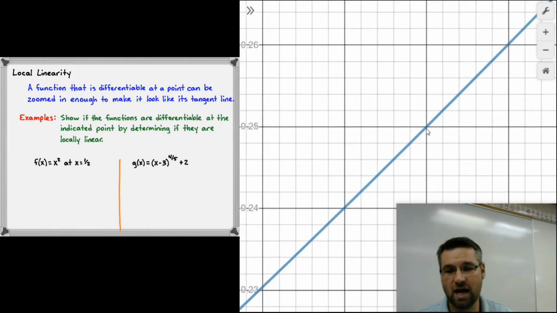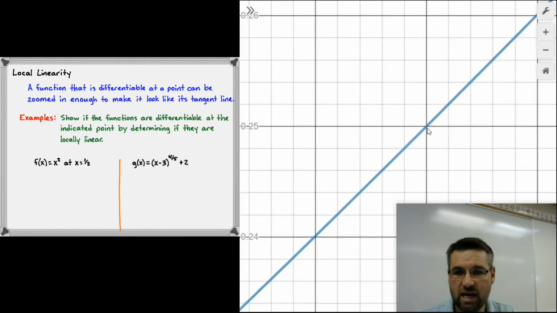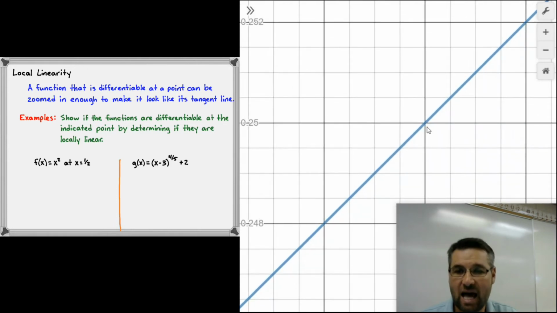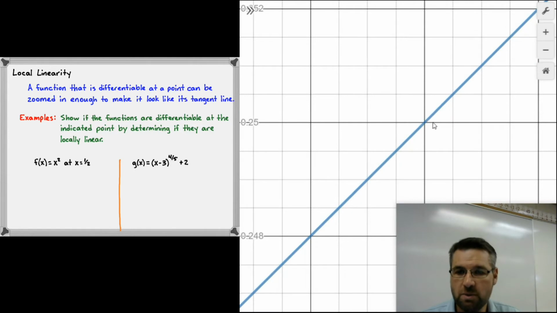Now, we already know it's not linear. We know it's a parabola when we look at the entirety of the function. But we are looking at a very small window here. In fact, we're looking at from like negative 0.48 to 0.51 or 0.52. And again, I can keep zooming in and I see a line. Okay? That's what it means to be locally linear. If I see a line through a very small window, then that function will be differentiable at that point within that window.